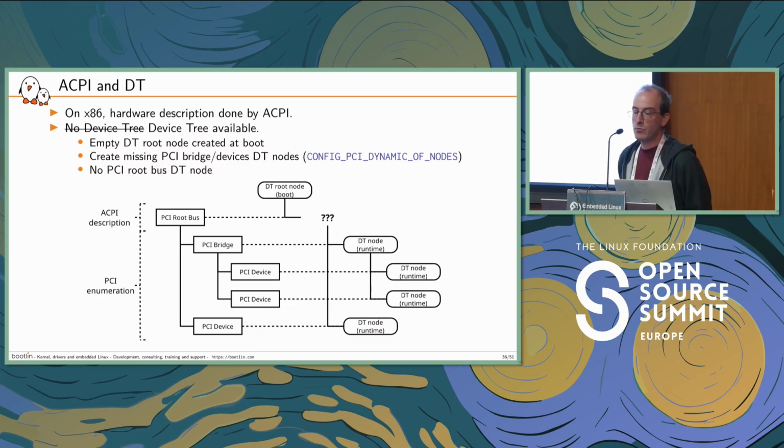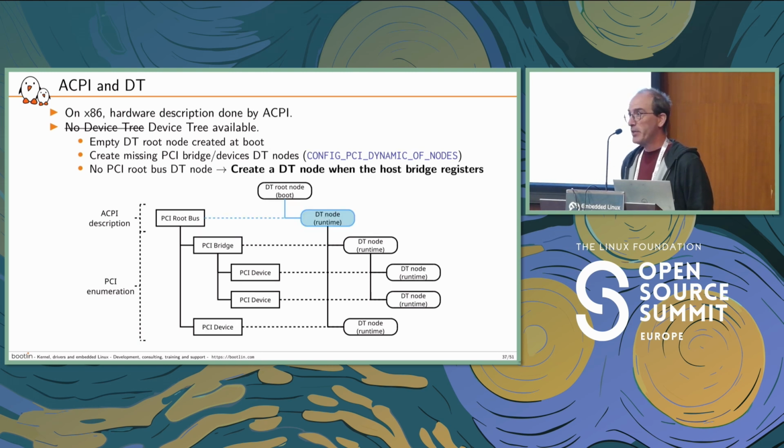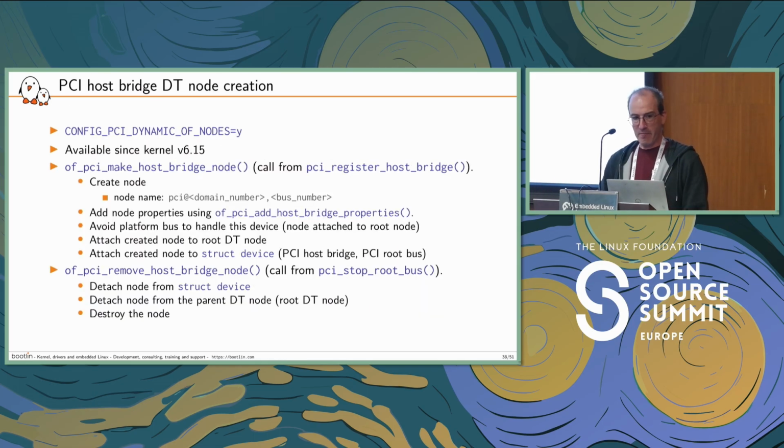But there is one missing node, the PCI root bus. I mean, the created node needs to be attached somewhere, but where is the somewhere? Well, we already create a bunch of nodes, so we create just one more. And this is done when the host bridge registers. With that done, we have the exact same representation, so the exact same scenario on device tree-based systems and ACPI.